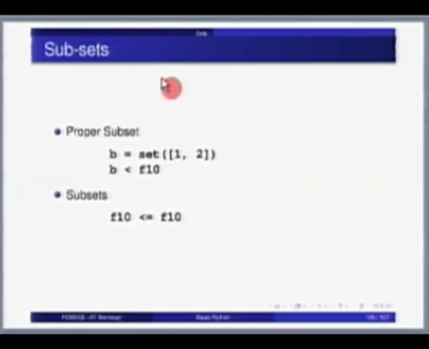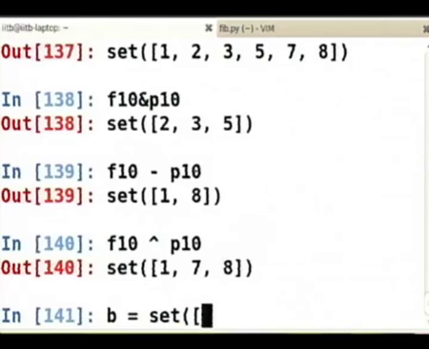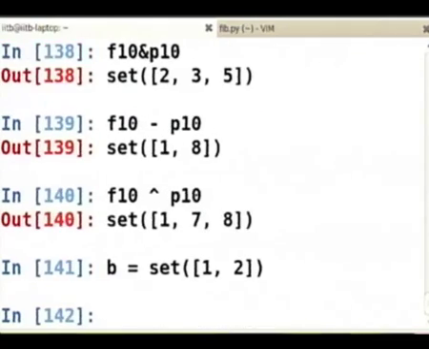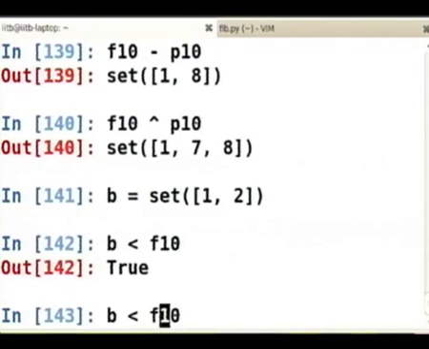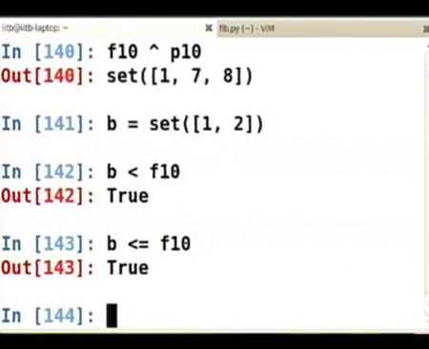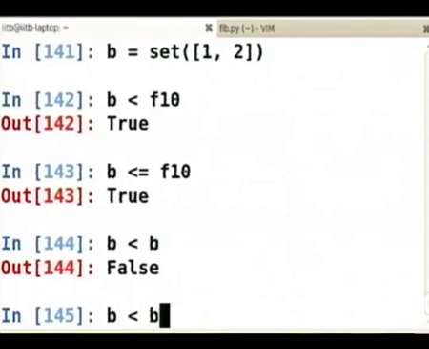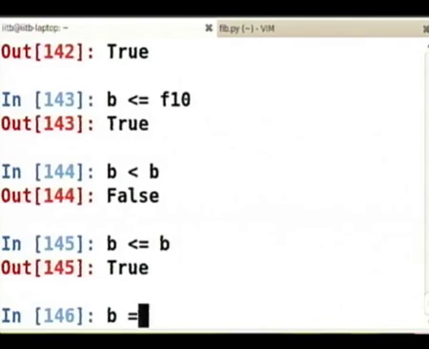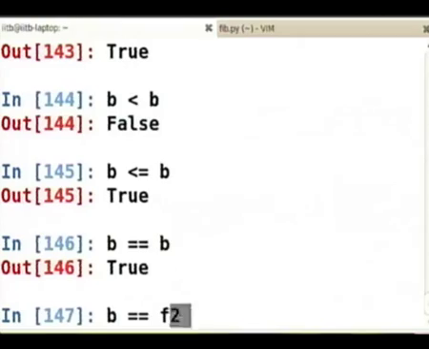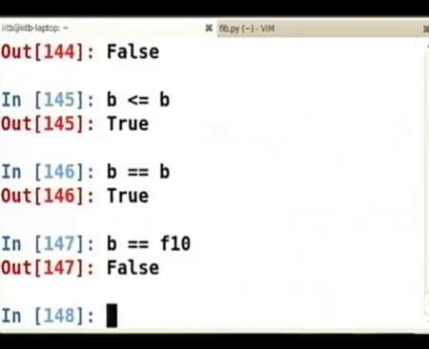I can check whether, so if I say B is equal to set 1, 2, I can check if B is contained in F10. And I can check if they are just subsets or proper subsets. Both of these can be verified. So, for example, B is less than B, no. But B less than or equal to B, yes. Similarly, B is equal to B, yes. B is equal to F10, no. Standard kind of things.